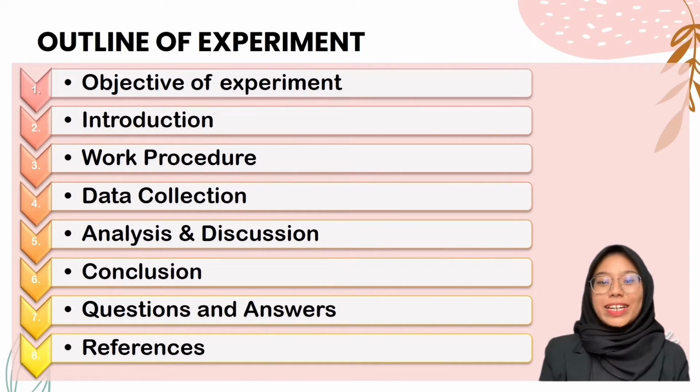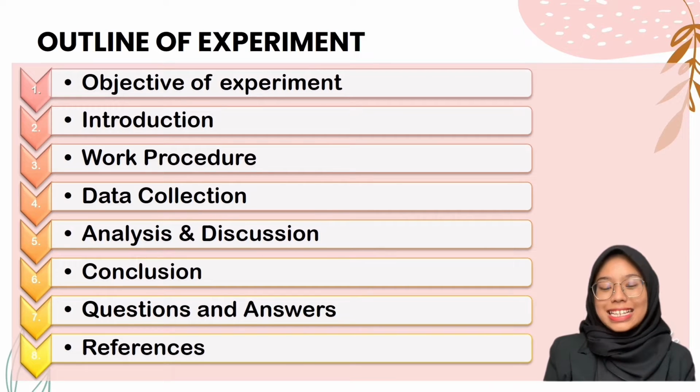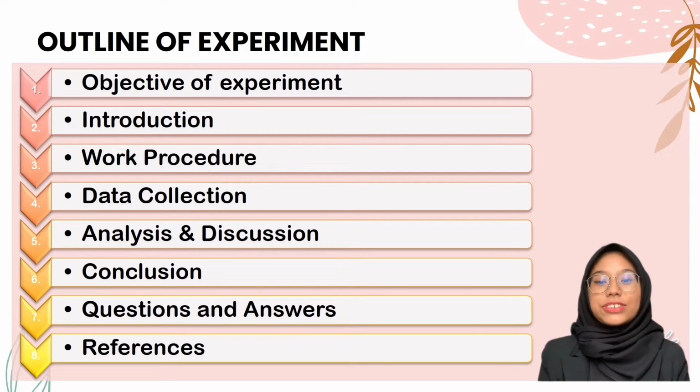Experiment. The first one is objective of the experiment. Second is introduction. Third is work procedure. Fourth, data collection. Fifth, analysis and discussion. Sixth is conclusion. Seventh is the questions and answers. And last one is reference.